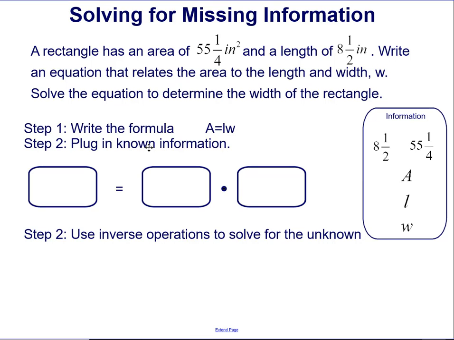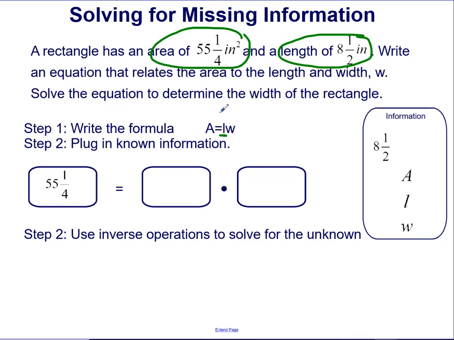Step 1, I write the formula, area equals length times width. In step 2, I plug in the known information. The first thing that we're told is that the area is 55 1/4 inches squared. So I'll substitute that into the spot where the area is. The second thing that we're told is that the length is 8.5 inches. Here's my length in the equation. So I substitute the 8.5.